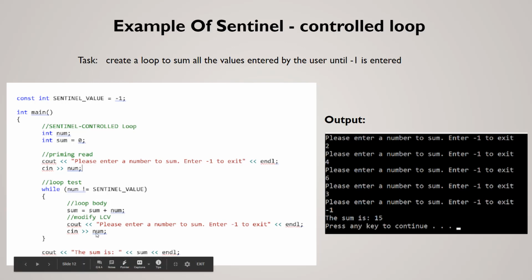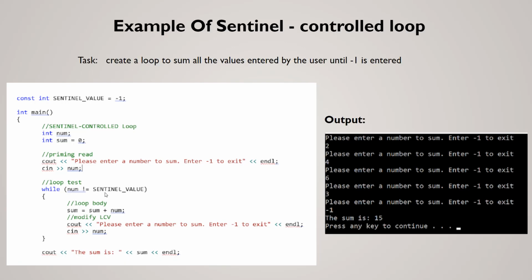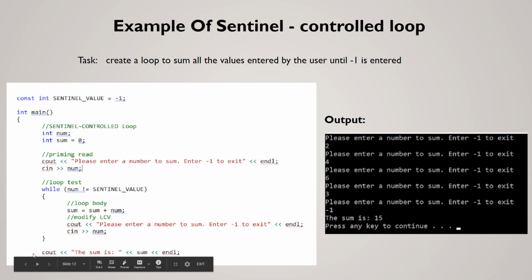We execute the loop body again, modify the LCV. Let's say that the user inputs -1 now. So now the user inputs -1. Is -1 not equal to -1? Well, that's false because they are equal. So we exit the while loop and we execute the next line of code here, where we see out the sum is whatever the number is.